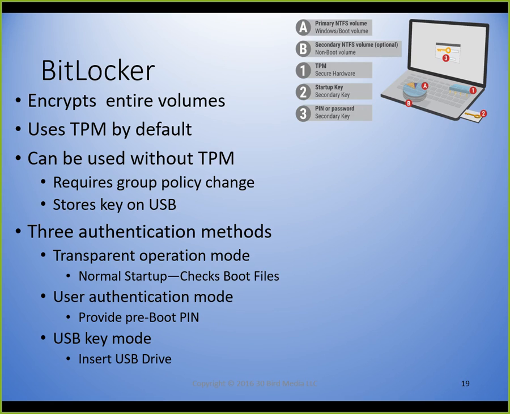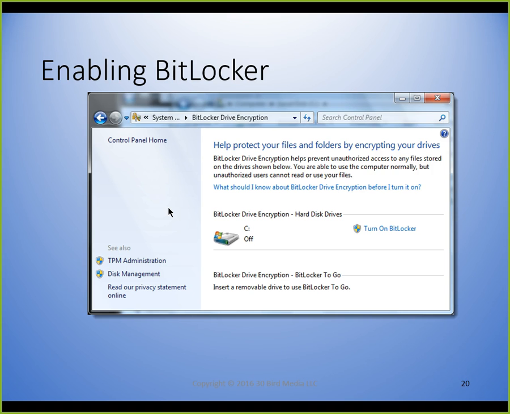The secondary NTFS volume is optional on this. So the primary NTFS volume, the C drive, will do those things. The TPM, the Trusted Platform Module, secures the hardware. The startup key is a secondary key, and then the PIN or password is a secondary key. So if you need to encrypt the entire volume, BitLocker for Windows. There are other software packages available to do that. Some you can just make a secure, they call it an encrypted locker. Some of them have better issues than others, and there are other issues with this.